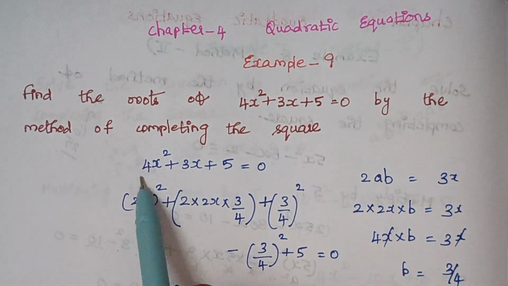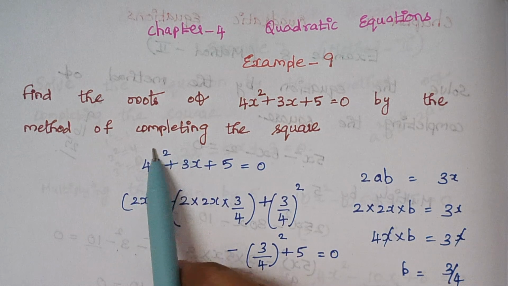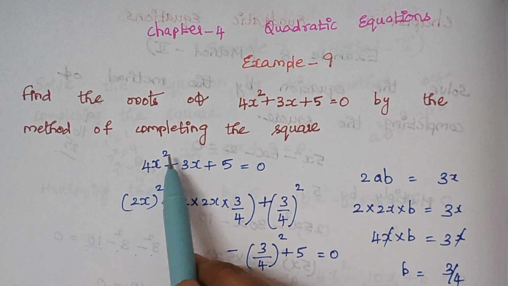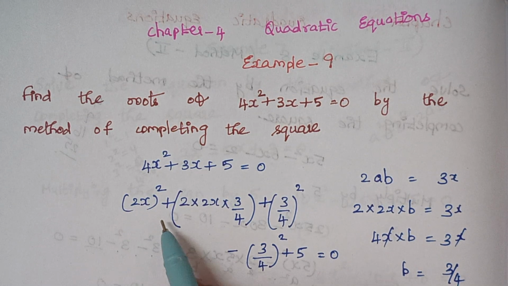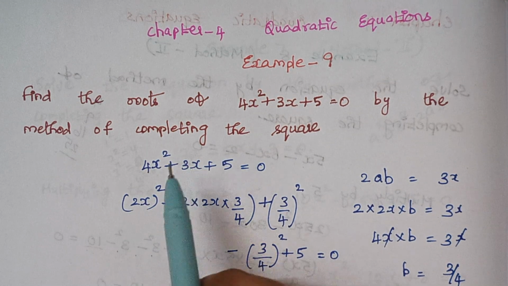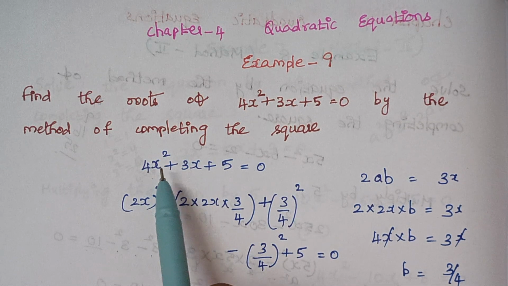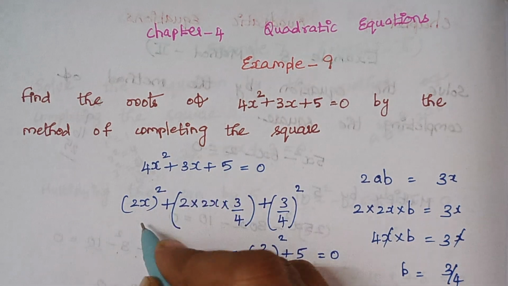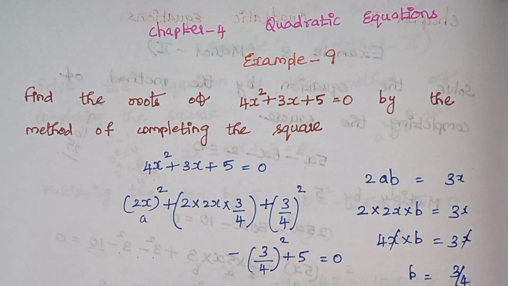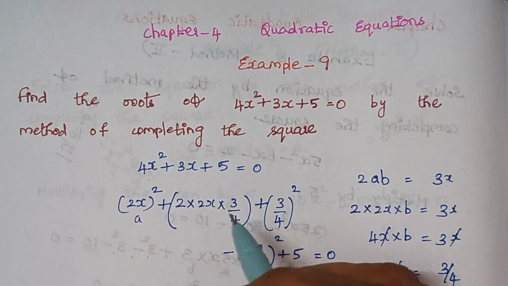So here you see the first term we are having 4x square. So this 4x square can be written as 2x the whole square. Say yes or no? Yes. Therefore, in this case, we are going to find the value of b because this is the value of a. Next, we are going to find the value of b.